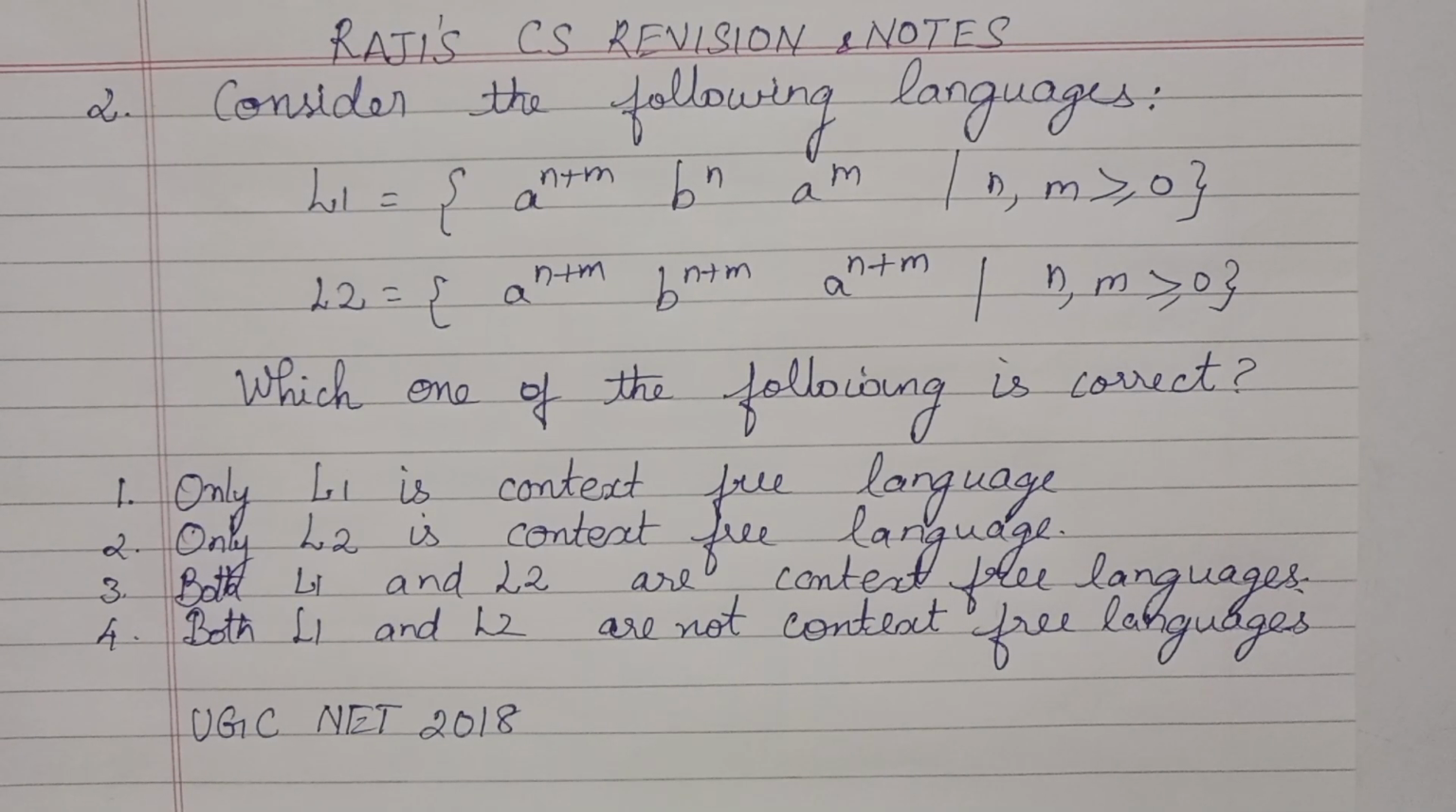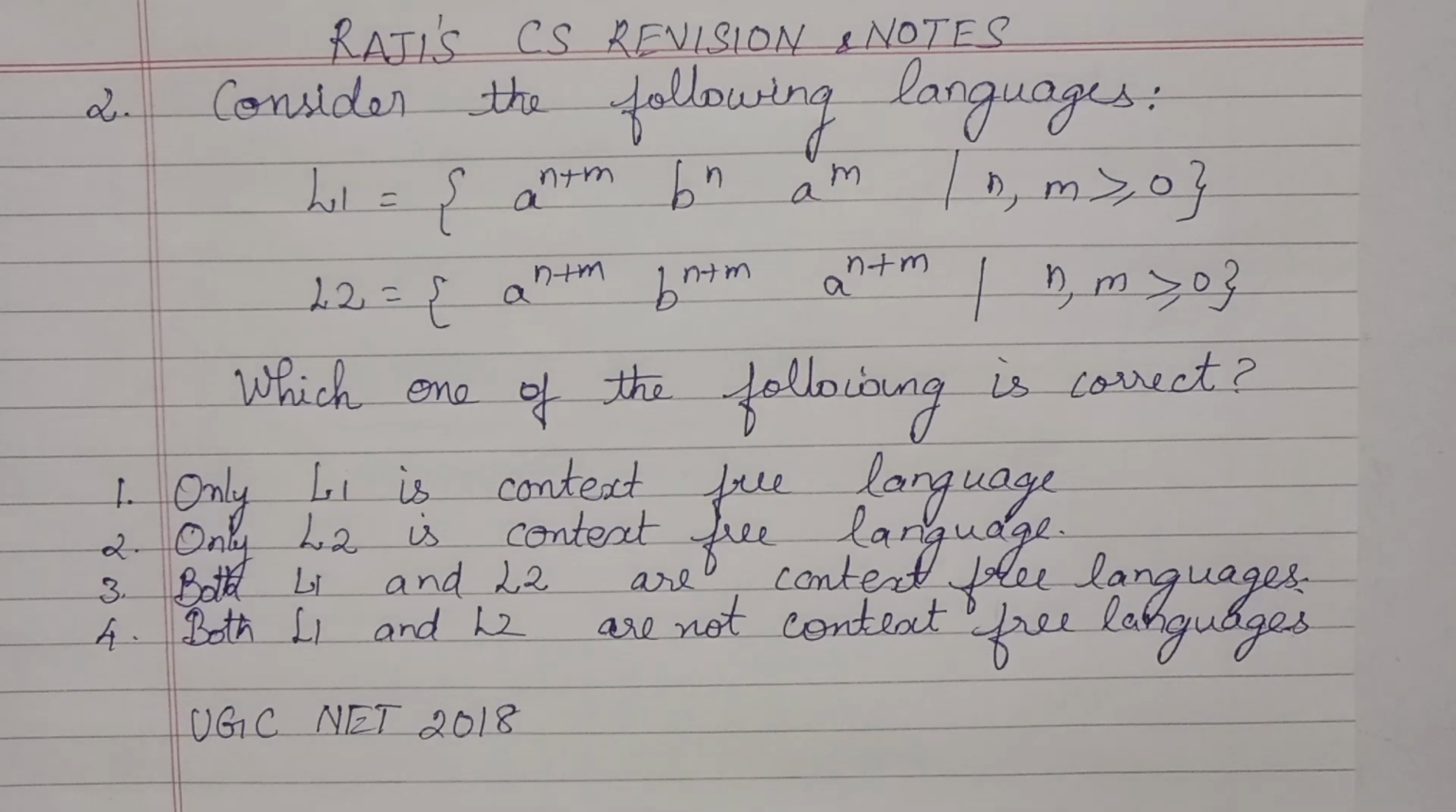Now we'll solve the next problem in TOC. Consider the following languages: L1 equal to a to the power of n plus m, b^n and a^m, where n, m greater than or equal to 0. L2 is a to the power of n plus m, b to the power of n plus m and a to the power of n plus m, where n, m greater than or equal to 0. Which one of the following is correct? So they are asking whether L1 or L2 is a context-free language.